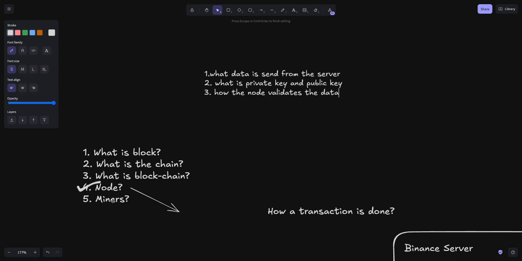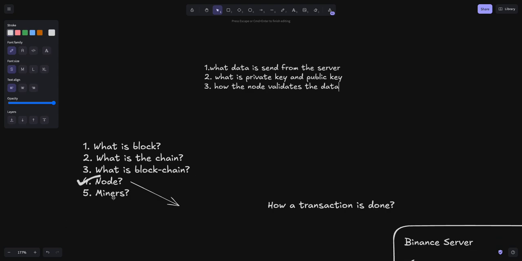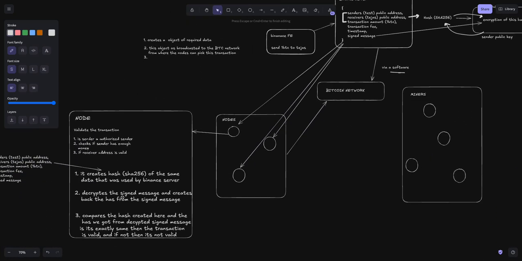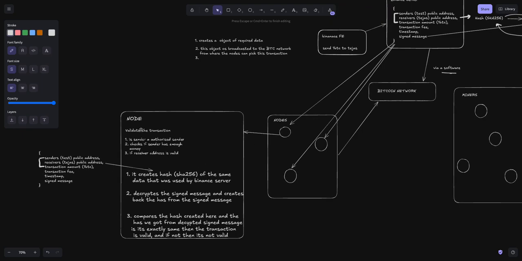In part 2, we will cover what is mining, what are miners, and how this block is created, what this chain is, and what this blockchain is. I will also create a separate video on what this node actually does. If this is very confusing, we will create a diagram of how we get a hash, how we decrypt the signed message to get the hash, and then how we compare, right?